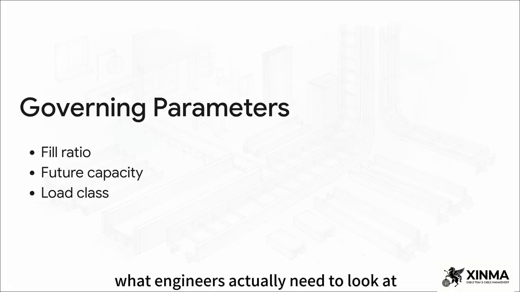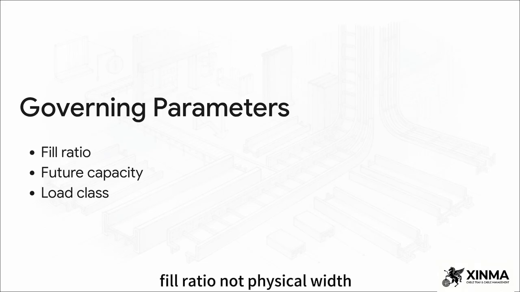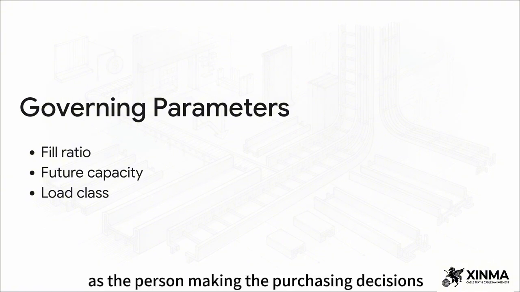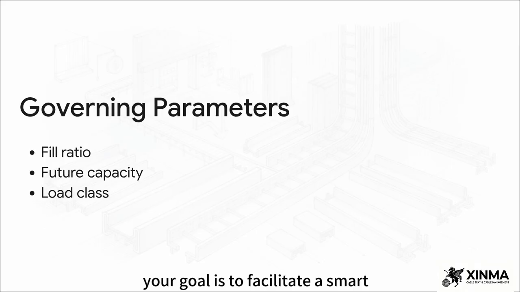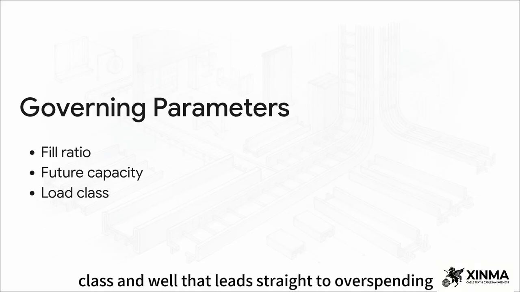Balancing three specific parameters, rather than just blindly increasing width, is your true key to cost control. What engineers actually need to look at before specifying tray width revolves heavily around the fill ratio. Fill ratio, not physical width, is the true governing parameter here. As the person making the purchasing decisions, your goal is to facilitate a smart, three-way trade-off between the fill ratio, your realistic future capacity needs, and the required load class. If you only focus on width, you're completely ignoring the physics of the load class. And well, that leads straight to overspending.